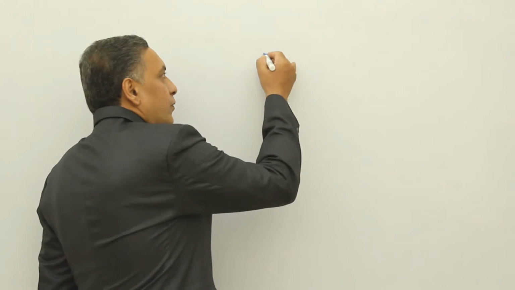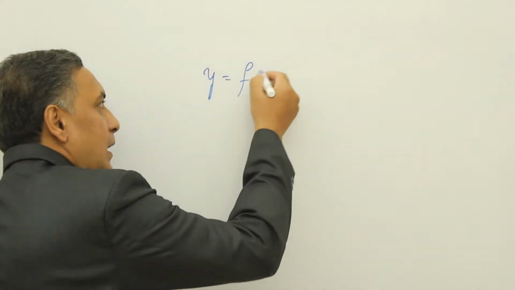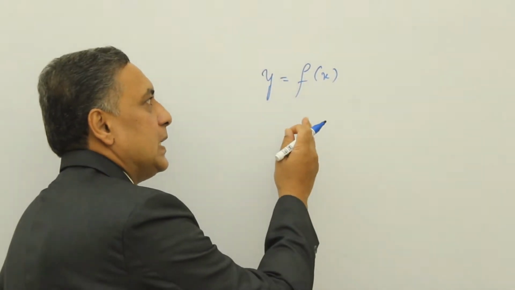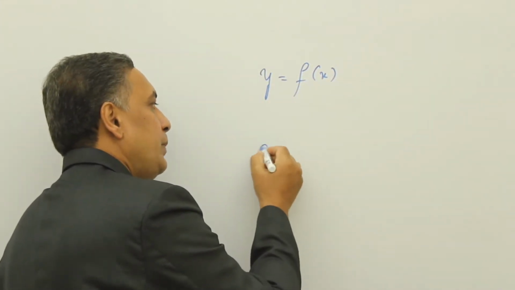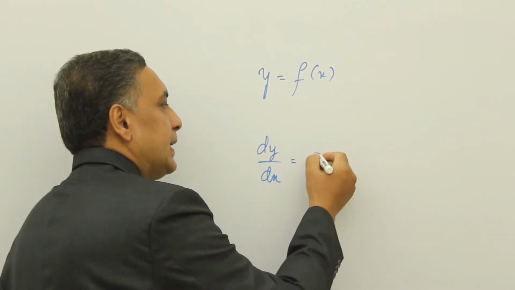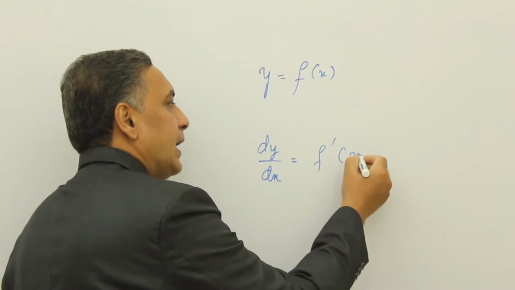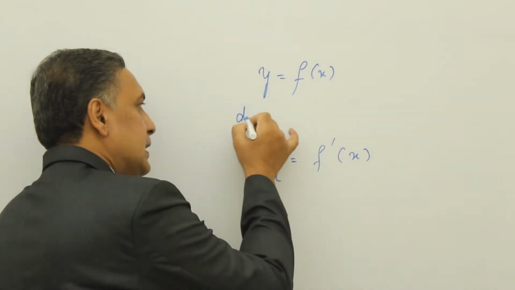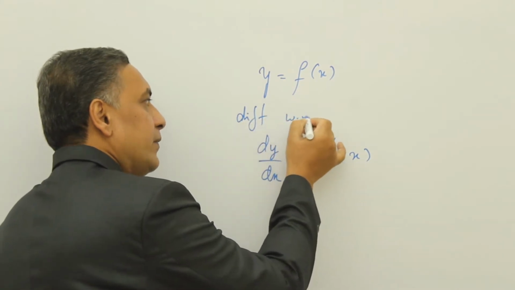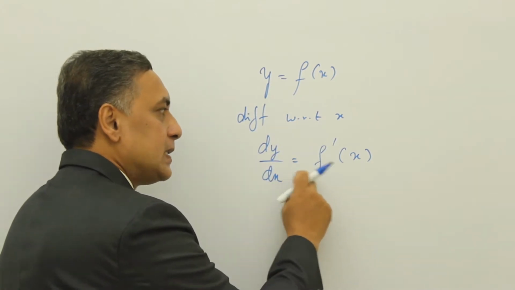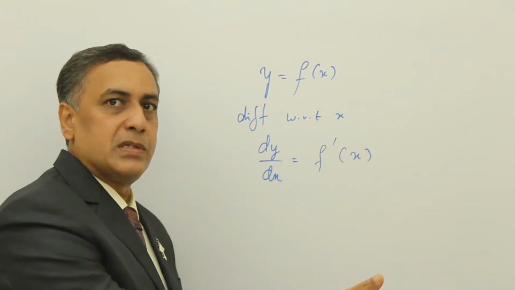So in a simpler way, if y equals f of x be the given equation, when you differentiate this, for example, you will be getting dy by dx. That is nothing but represented as f dash of x. This is differentiating with respect to x. You got dy by dx, that is nothing but f dash of x we represent.